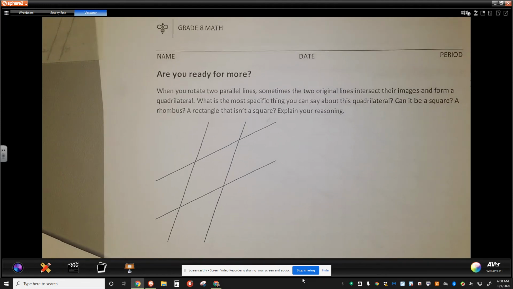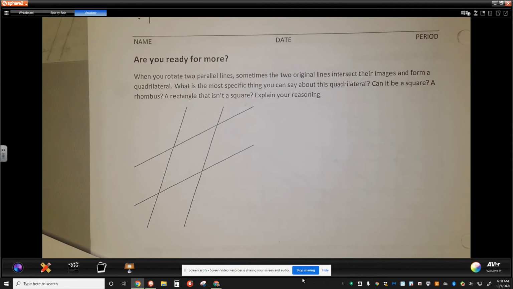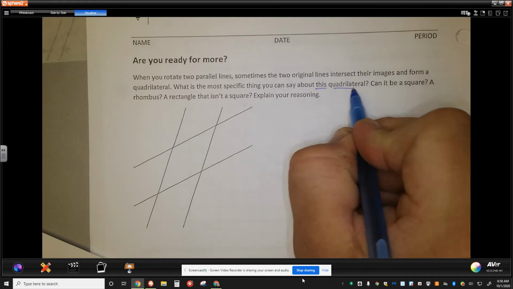So let's take a look, a little bit of a challenge. It says when you rotate two parallel lines, sometimes the two original lines intersect their images and form a quadrilateral. What is the most specific thing you can say about this quadrilateral? Can it be square? A rhombus? A rectangle that isn't square? Explain your reasoning. When I look at this specific image right here, when I'm rotating two parallel lines, we have to ask the question, what is the most specific thing you can say about this quadrilateral?